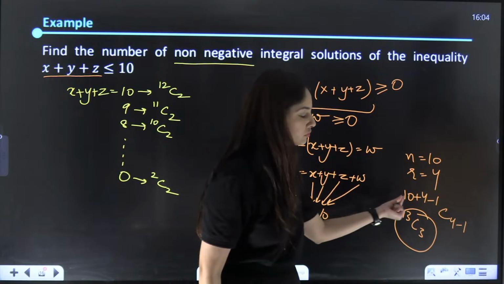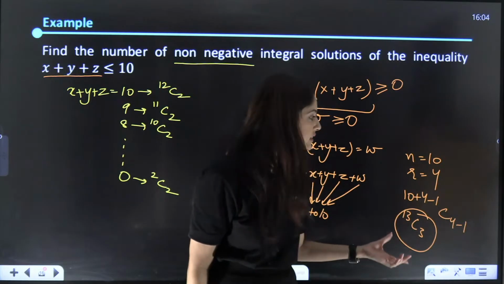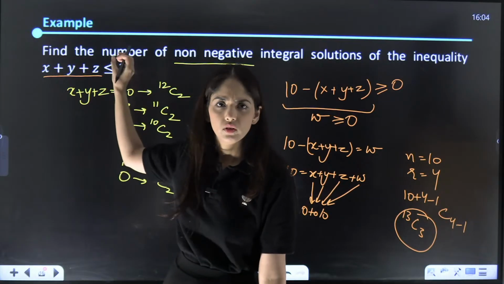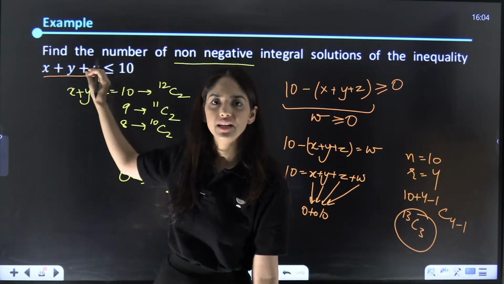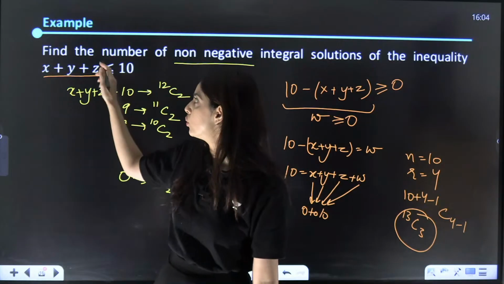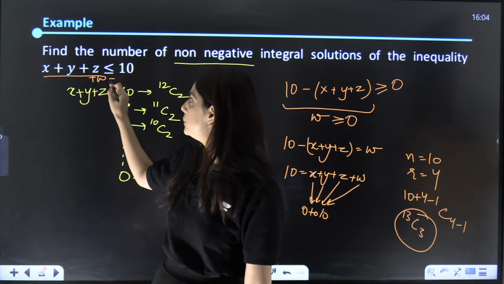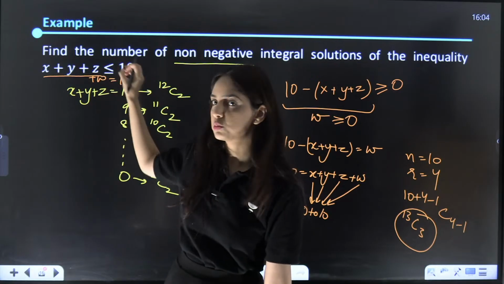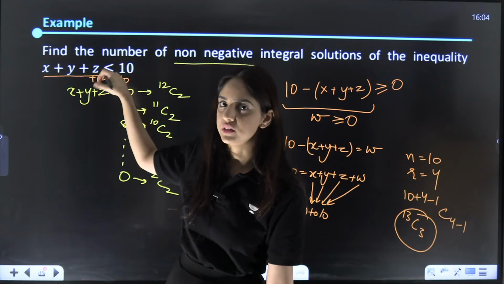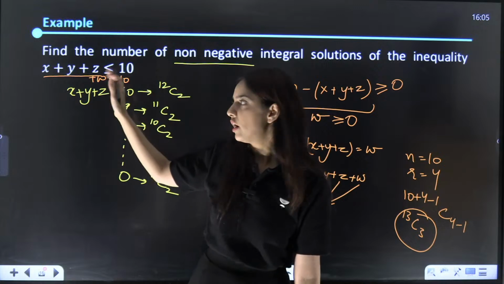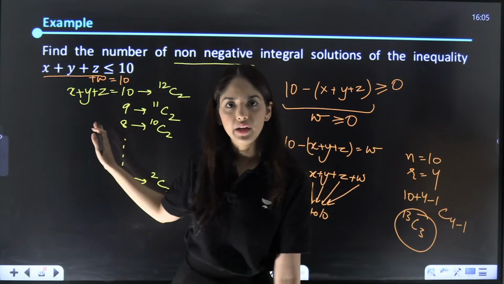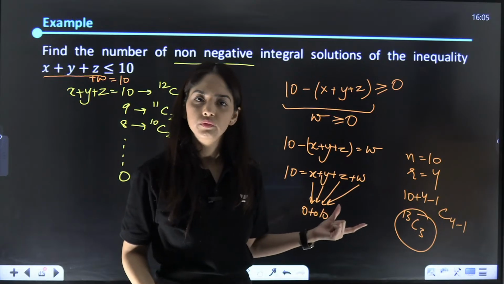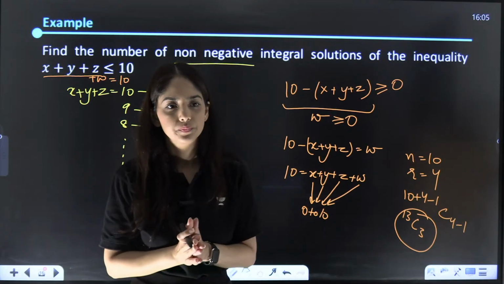But an easier way of doing this is by adding a quantity. If this is less than or equal to 10, that means if we add another quantity w, then it will be equal to 10. Whatever is missing, that is making it smaller, we just add that quantity. Now it can be 0 or 1 or up to 10. Like this we will solve such inequalities and then it becomes our usual problem. This will count all possible cases.